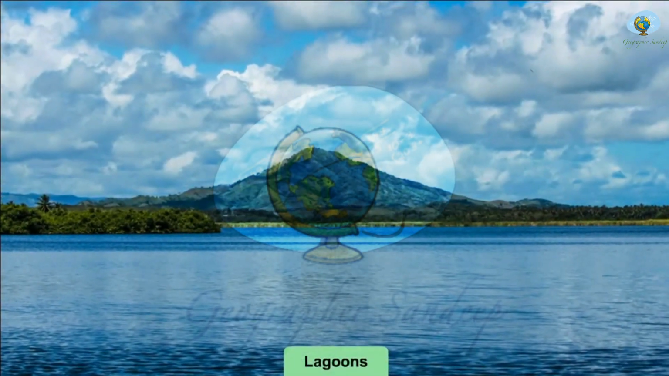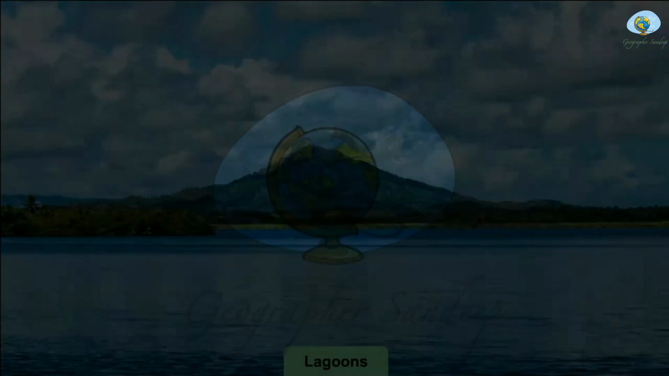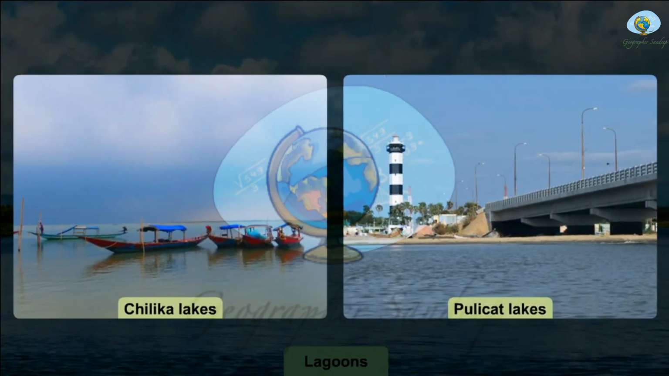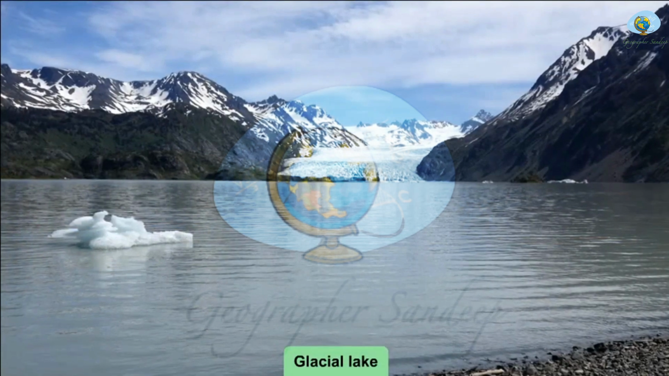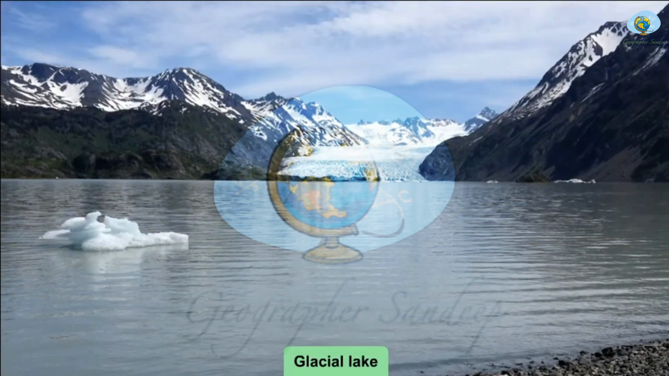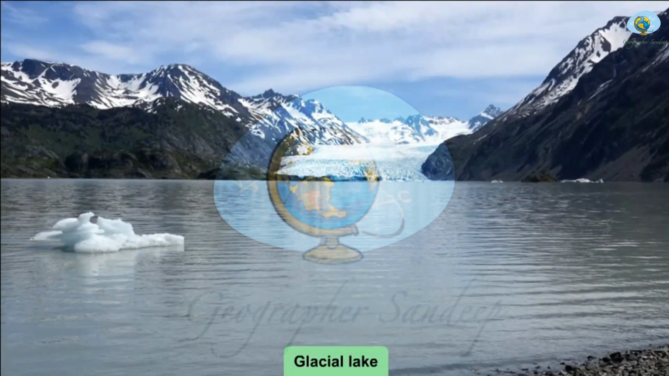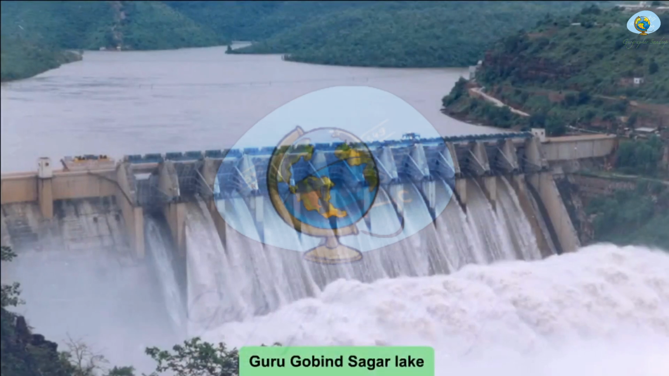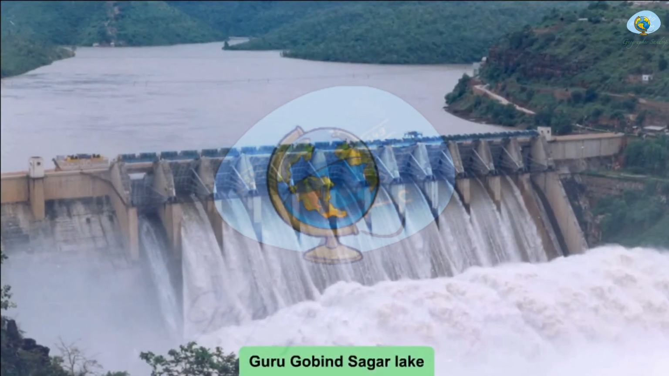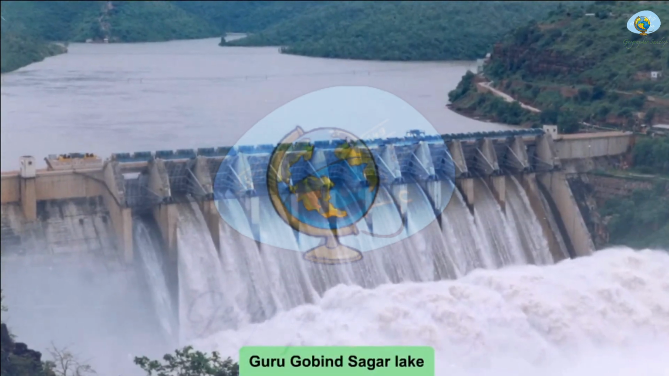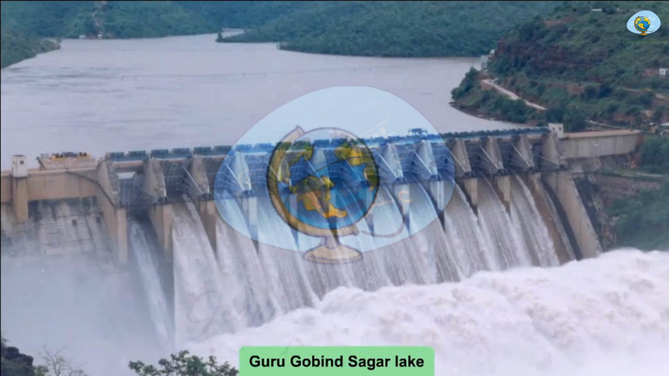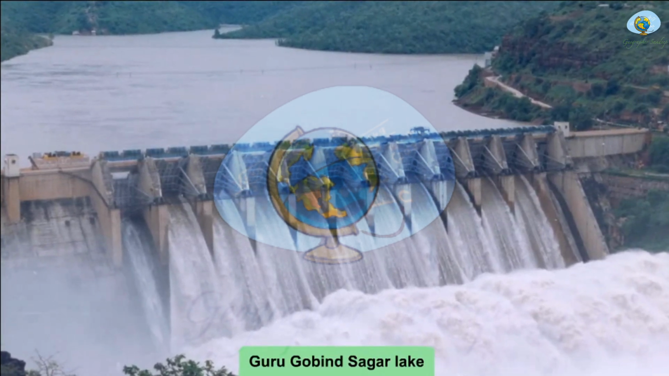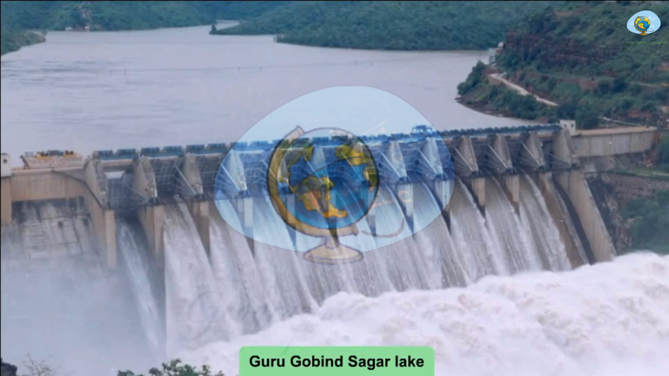Lagoons. Spits and bars form a lagoon. Chilika and Pulicat lakes are examples of lagoons. Glacial lake. When a glacier moves, it erodes and makes depressions in the surface. The snow melt fills these depressions, forming glacial lakes. Lakes are also formed while damming rivers for generation of hydel power. Guru Gobind Sagar Lake, Bhakra Nangal Dam is an example.